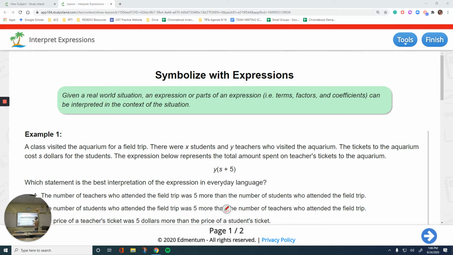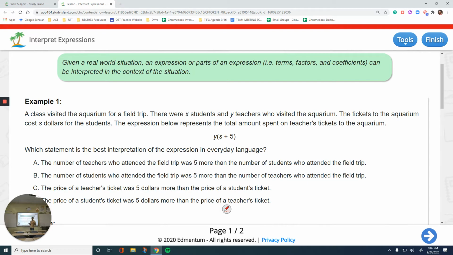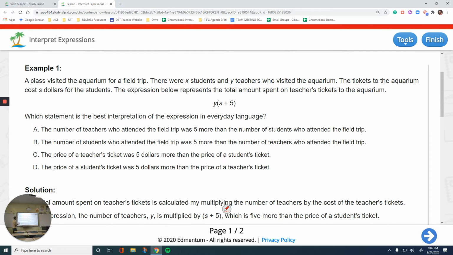So let's get started. It says in the first box, given a real-world situation, an expression or parts of an expression, such as like terms, factors, coefficients, they have meanings. That's what this lesson is about. So the first example says a class visited the aquarium for a field trip. There were X students and Y teachers who visited the aquarium. So X is the number of students, and Y is the number of teachers.